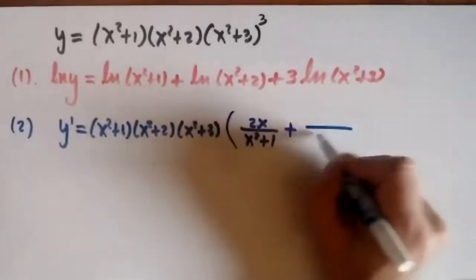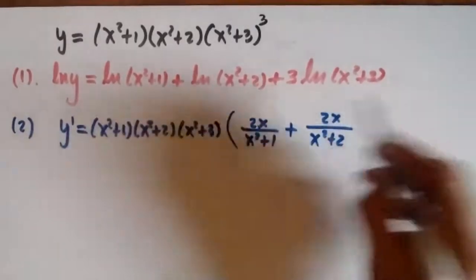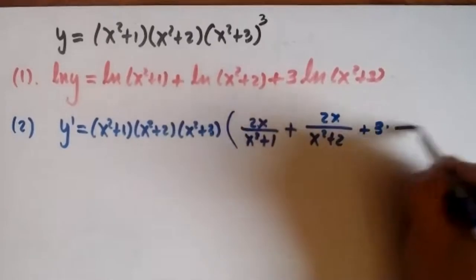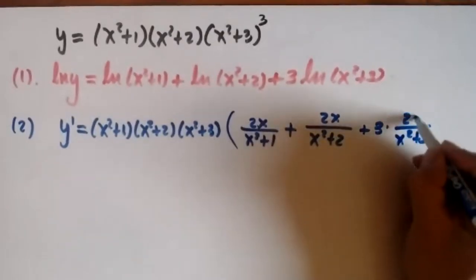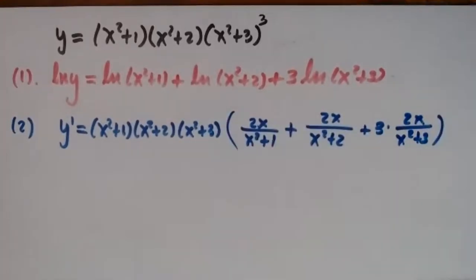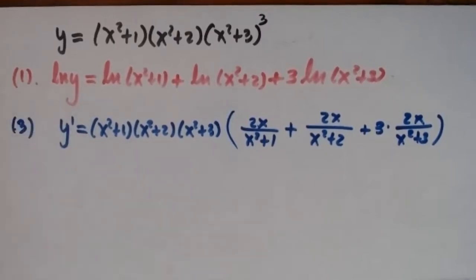Plus x squared plus 2, the derivative of this, 2x. Plus 3 times the derivative of this log is x squared plus 3, 2x. And that's my answer. You see? I don't have to do more. I even skip step 2 and put step 3 already.